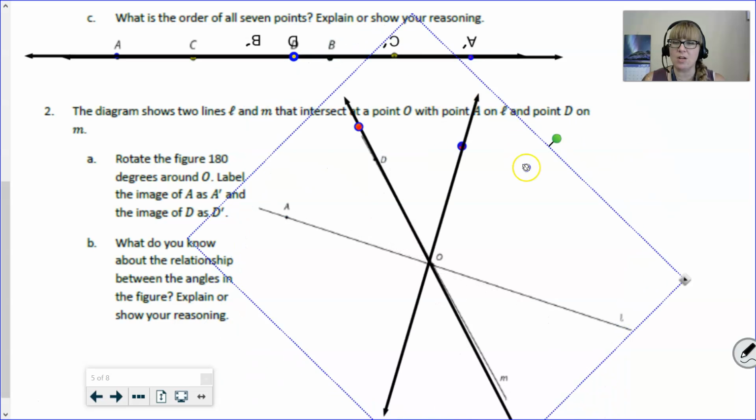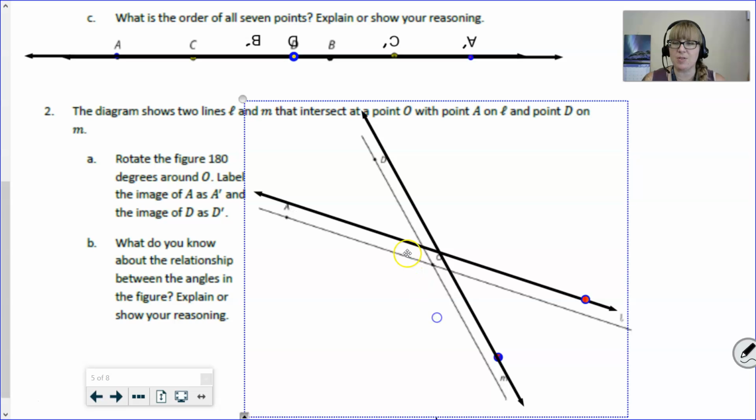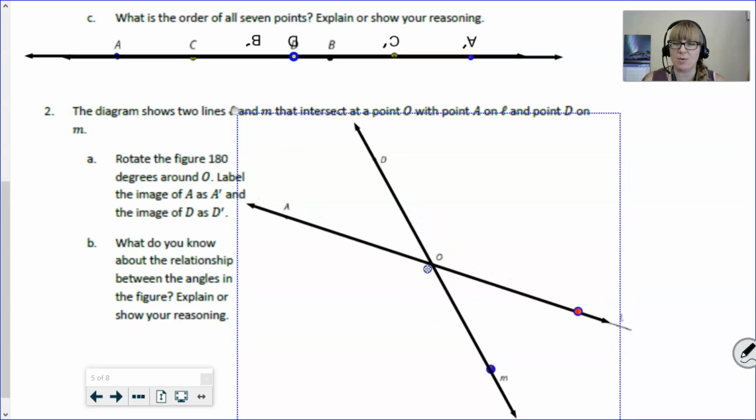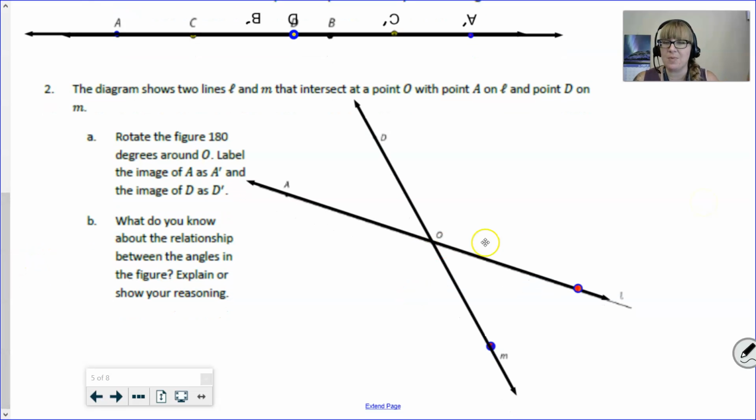We're rotating this 180 degrees, and just like you've heard me say before, please remember that this is not geometry software, so after I rotate it, I really do need to get it back into place. And when you perform that rotation on your own, it should have looked like this. This was A, it was rotated 180 degrees, so this is now A prime. And this was D, but it was rotated 180 degrees, and so this is now D prime.